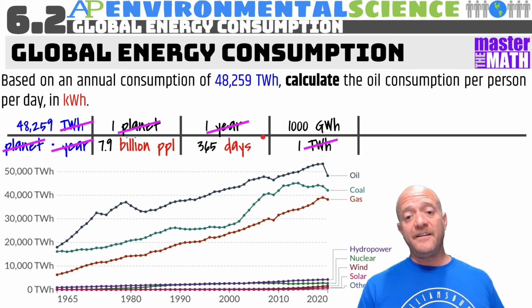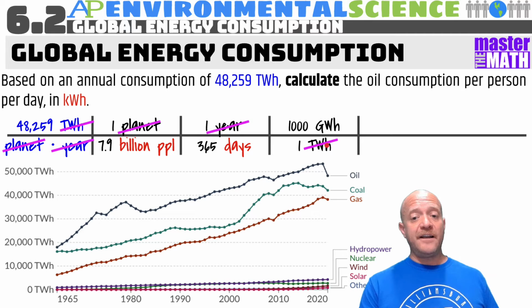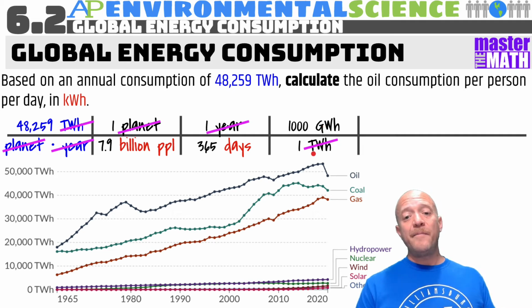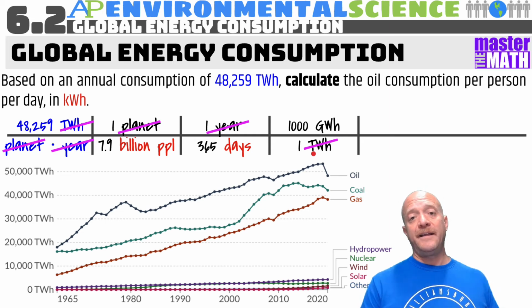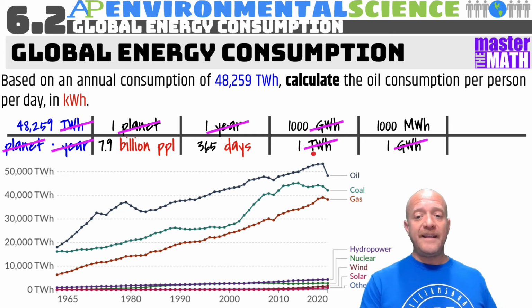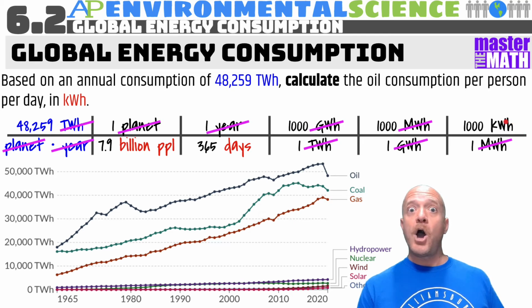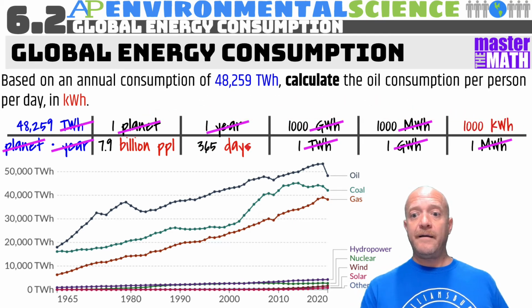So the first thing I can do is convert terawatts to gigawatts. 1,000 gigawatts is 1 terawatt. That's just the prefix. So right now I've made a conversion. I want to get from giga. Giga is a million times bigger than a kilo, but I'm going to take this stepwise, and I'm going to go gigawatt hour, convert it to megawatt hour, and from megawatt hour, I'm going to convert it to kilowatt hour. Oh look, kilowatt hour per person per day.